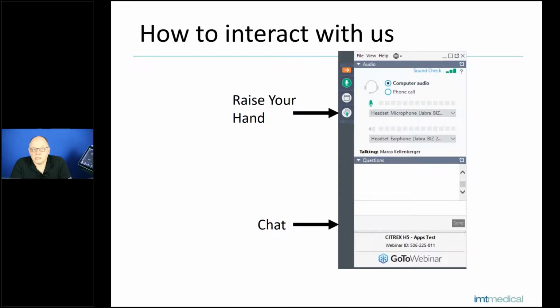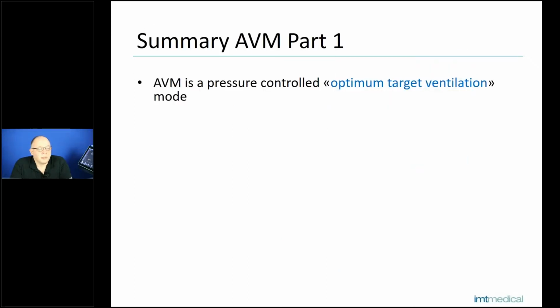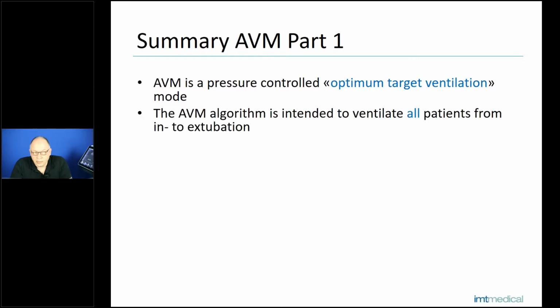Okay, first, for those people who didn't attend the webinar 14 days ago, I will just summarize what we discussed there, just a few bullet points. So the AVM is a pressure controlled mode, but additionally, we call it also an optimum target ventilation mode. That means AVM is looking for an optimum target, and you set just the minute volume, and AVM is looking for the optimum in this desired minute volume you set. The algorithm is intended to ventilate all kinds of patients, from intubation up to extubation, because spontaneous breathing is promoted and is allowed all the time for the patient.